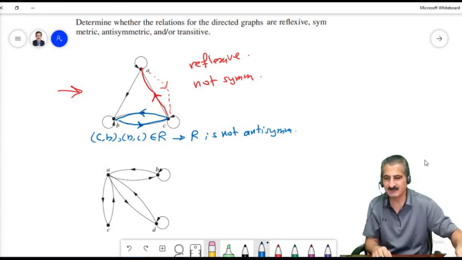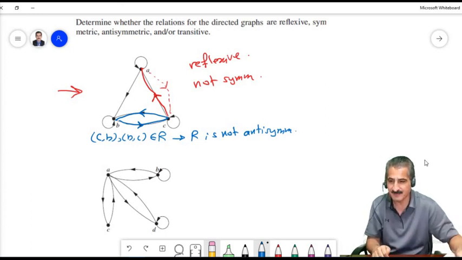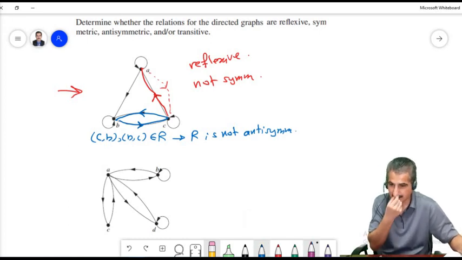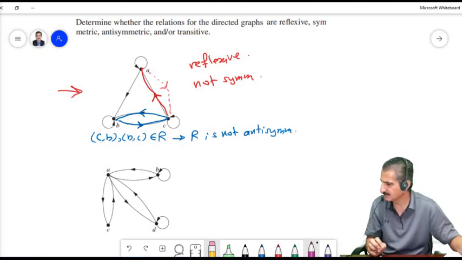Okay, what about reflexive? Is it reflexive? Not reflexive, why?